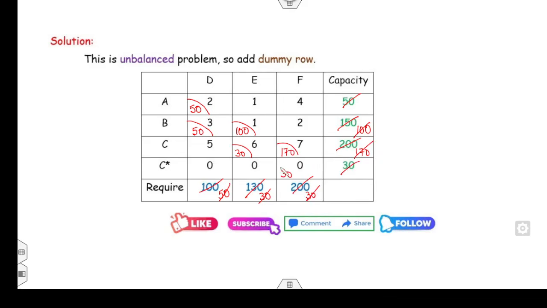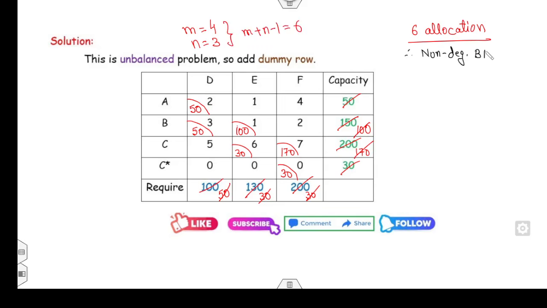So that means there is no mistake up to the calculations. So 1, 2, 3, 4, 5, 6. There are 6 allocations. Fine. And you can also see the value of M is 4. N is 3. So what does it imply? M plus N minus 1 is 6. Therefore, we will get the non-degenerate BFS solution. And you can find the allocations x11, 50 and so on.